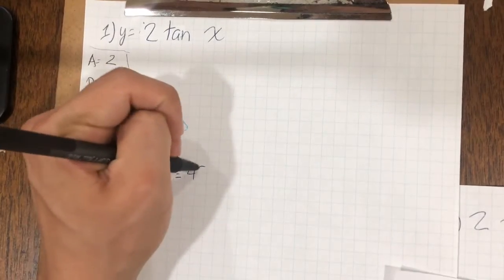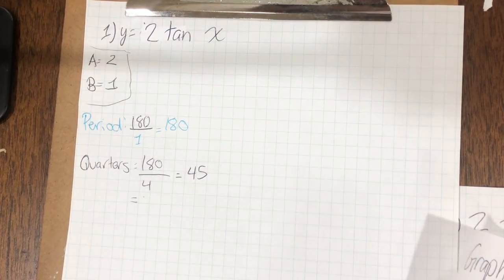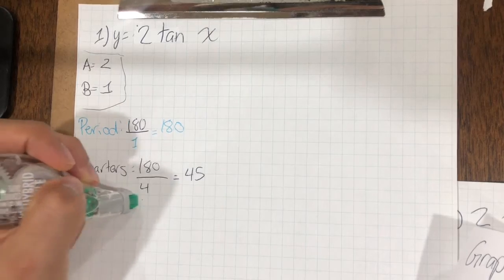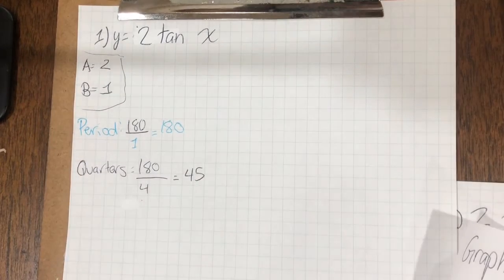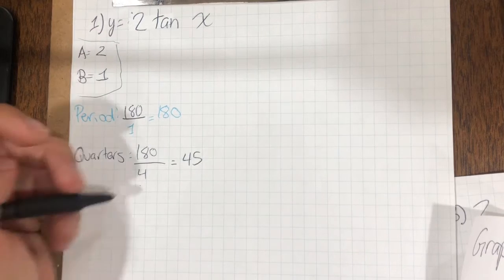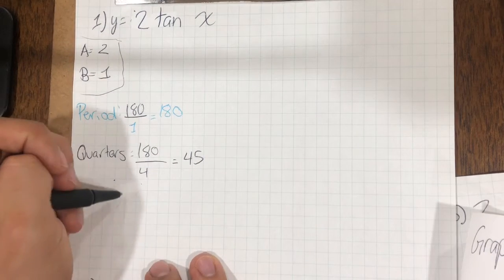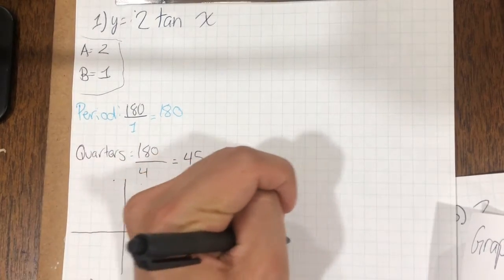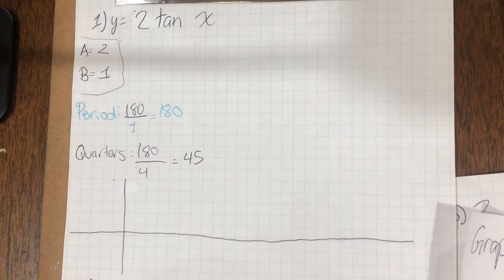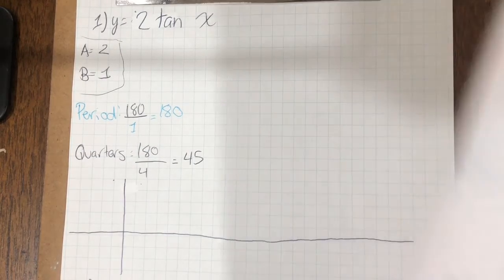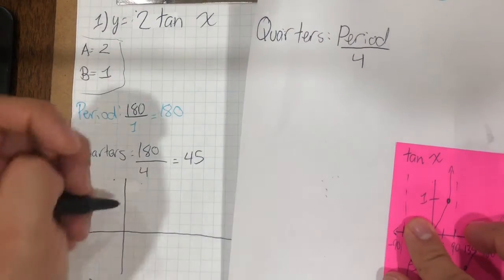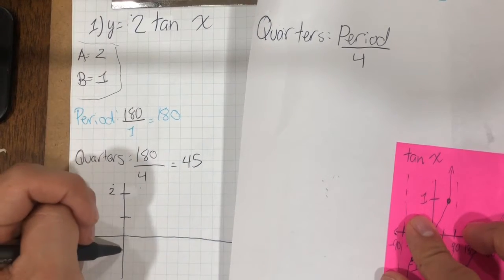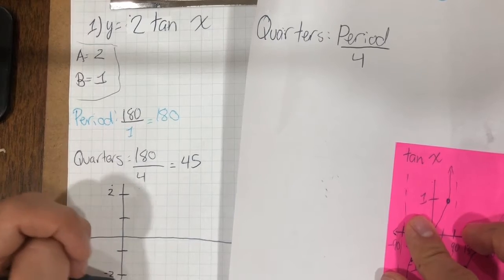All right, so I'm going to write it down here so that way I can just graph it down here. So we have 45 degrees as the quarters, and the period is 180 degrees. So I'm going to go ahead and make my graph down here. Now instead of having the y values as 1, my y values are going to be 2. So we have 1 and 2, -1 and -2.